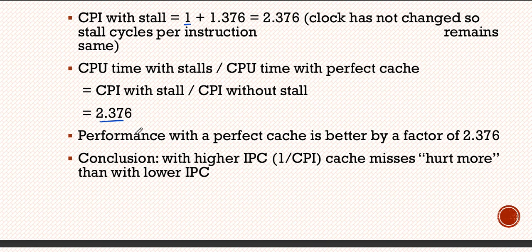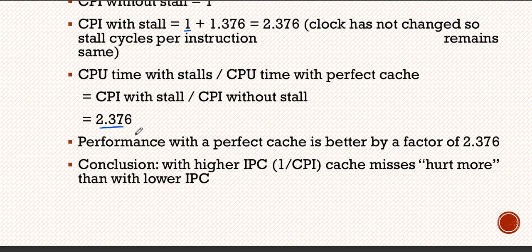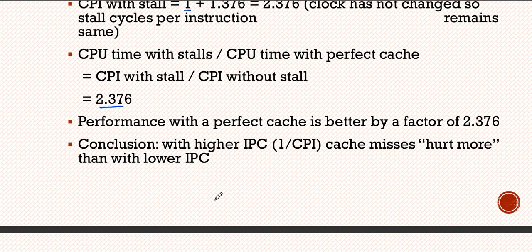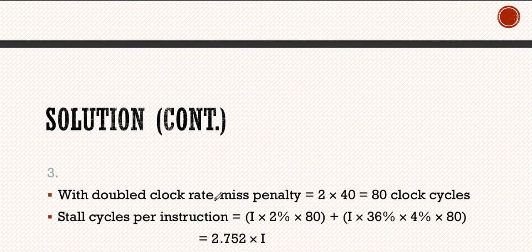What it means is that when you decrease CPI without changing the miss rate or other parameters, it is worse because a high percentage of the instructions are actually affected, right? So that's what is here: with higher IPC or lower CPI, IPC is the reverse of CPI, cache misses hurt more than with the lower IPC. That's all they are saying.